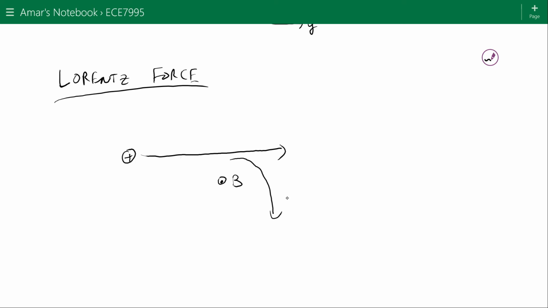The direction of the Lorentz force will be this way. So the velocity of this particle is moving from left to right. So the V is going from left to right. The magnetic field is pointing out of the board, and the resulting Lorentz force is pointing down like this. So as a result, the particle gets deflected if a magnetic field is present.